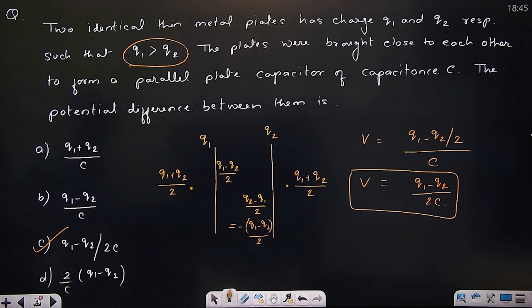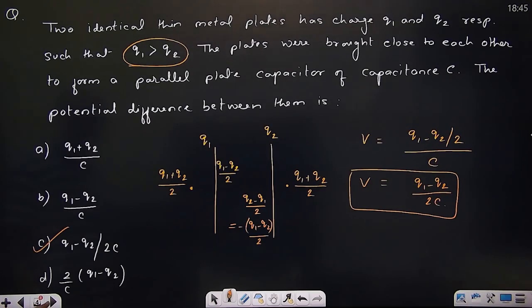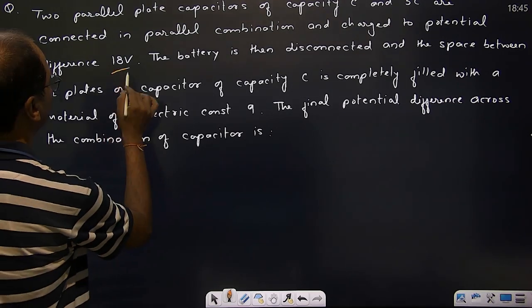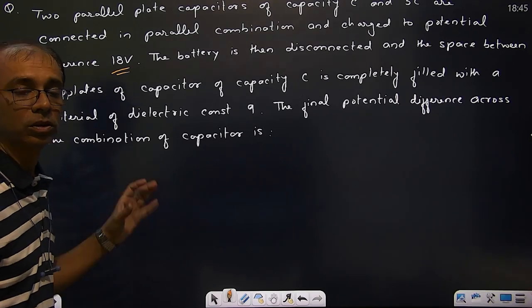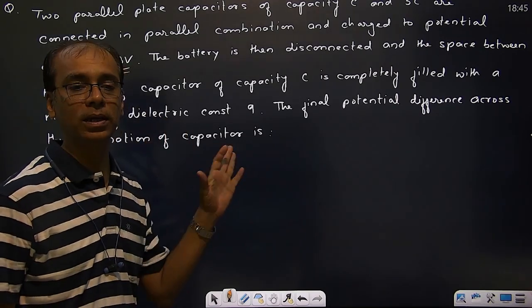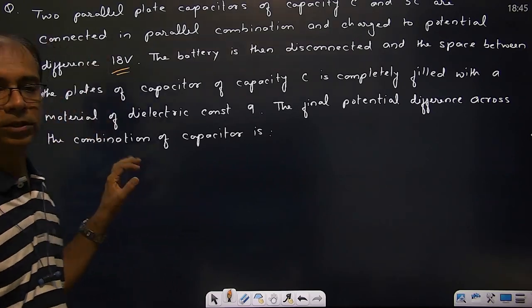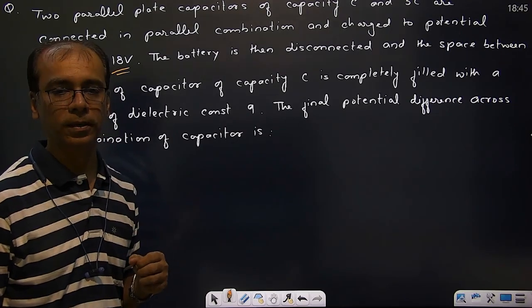Alright. Let's move to the next question now. The next question is this. Two parallel plate capacitors of capacity C and 3C are connected in parallel combination and charged to a potential difference of 18 volt. Now there are no options here. This is actually an integer type or numerical question in JEE, in which you have to write the answer. No options will be given. These types of questions are also asked in JEE.